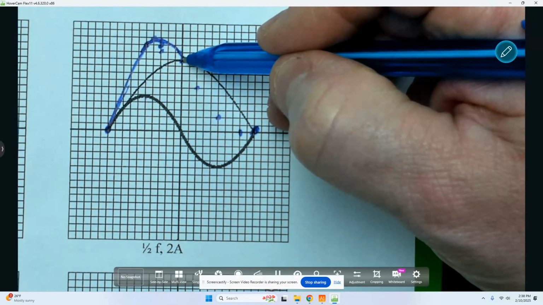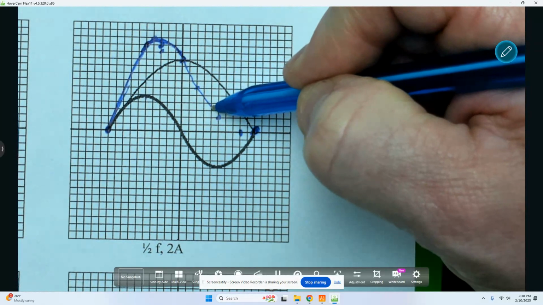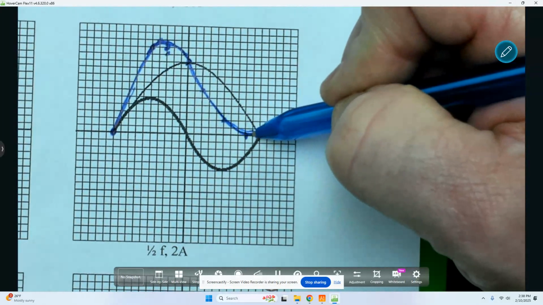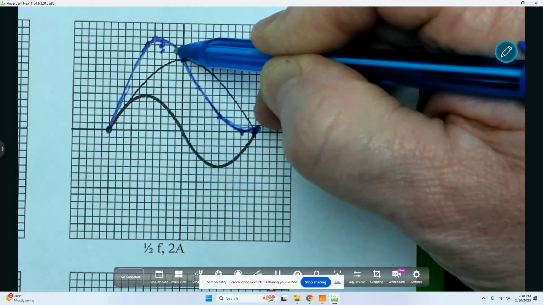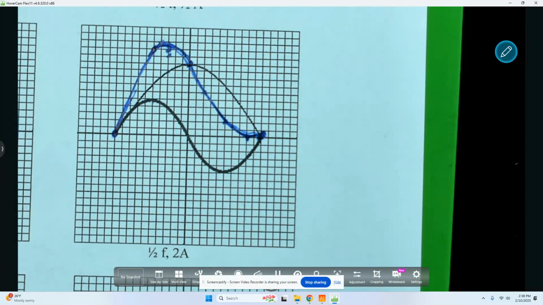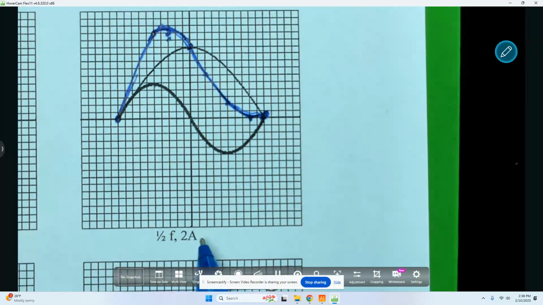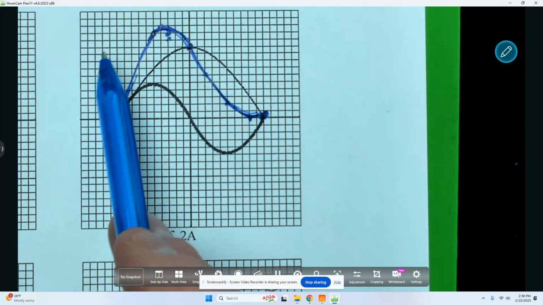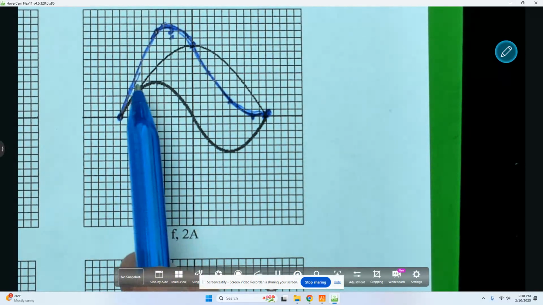What I've got here is enough points to be able to sort of draw this, that this waveform, if I were to superimpose those, that wave would sort of look like that. That would be the superposition of a half frequency, twice the amplitude, with one that's just regular frequency, regular amplitude. You'd get that blue line.